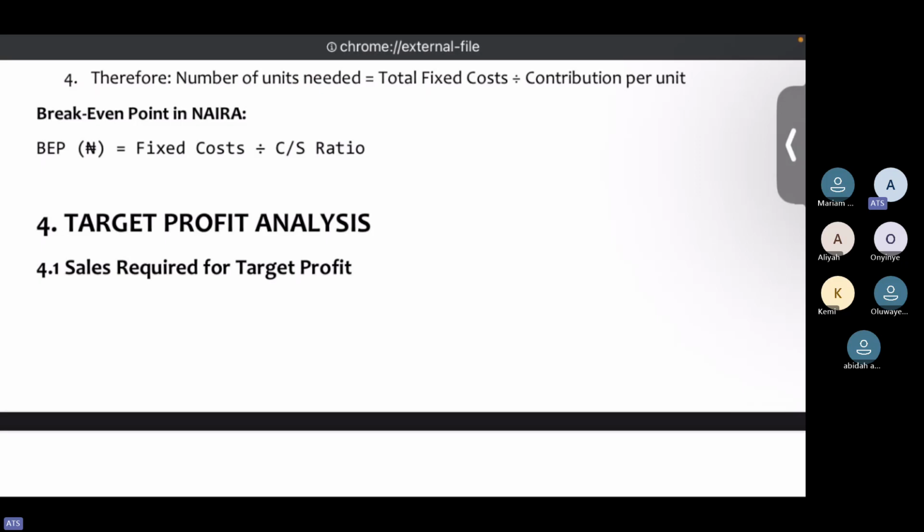Just like break-even points, you can think about it in two ways. You can ask how many units I have to sell to make this target profit, or how much sales I should make to make this target profit. So you can say, I'm going to sell 50,000 units if I want to make a profit of 1 million naira, or I'm going to make sales of 5 million naira if I want to make a profit of 1 million naira.